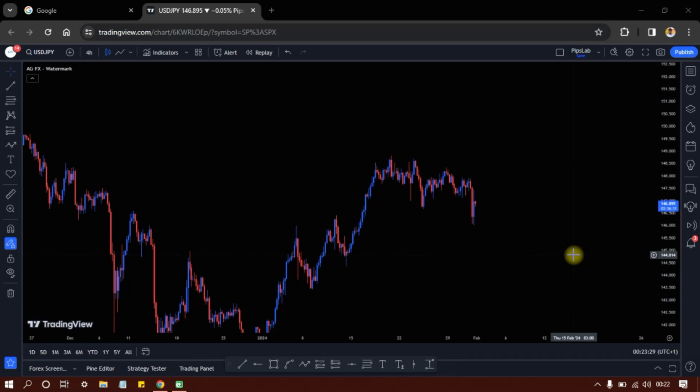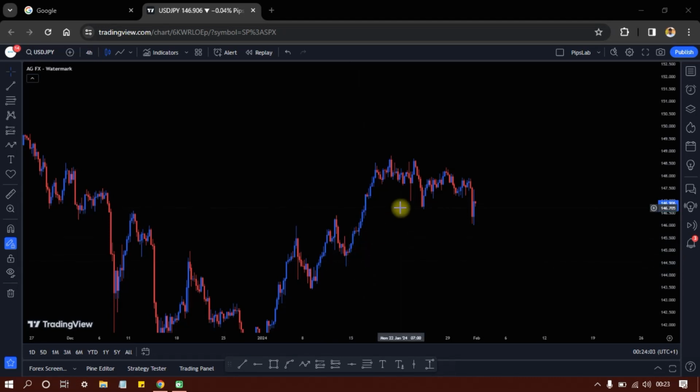How can we use this parabolic SAR strategy? I'm going to be taking you through a step-by-step guide on how to use the parabolic SAR indicator. Now, the parabolic SAR indicator, when applied to the charts, is more of dots on the screen. When we have the dots above the price chart, it's telling us that we are going to be having a bearish price movement, and when we have it below the price chart, it's telling us that we are going to be having a bullish price movement.